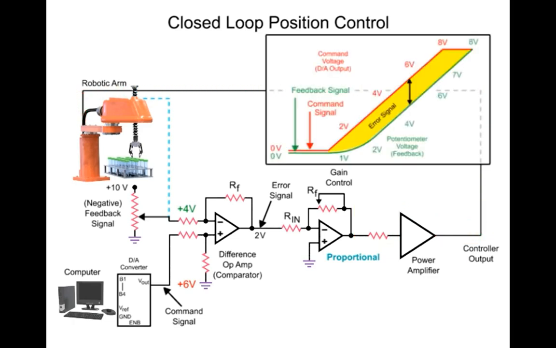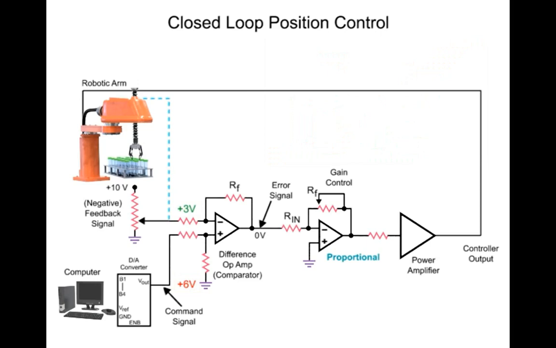The robotic arm moves to the desired position until the error signal at the difference op-amp is 0. When the arm reaches the desired position, the difference op-amp voltage is reduced to 0, and the feedback voltage from the potentiometer equals the command voltage of the computer. To increase the response time of the robotic arm to the command signal, the gain of the proportional amplifier can be increased.